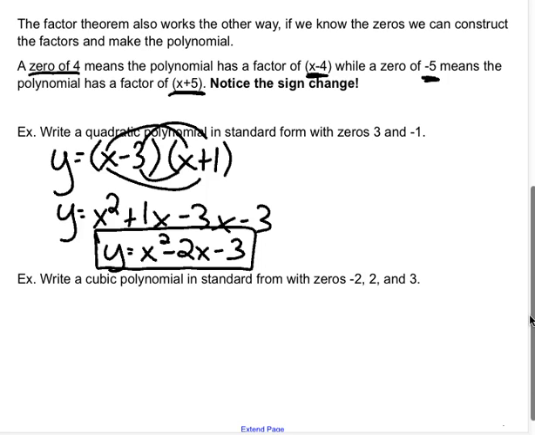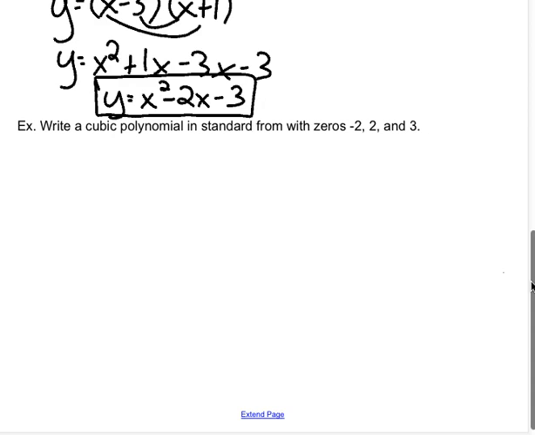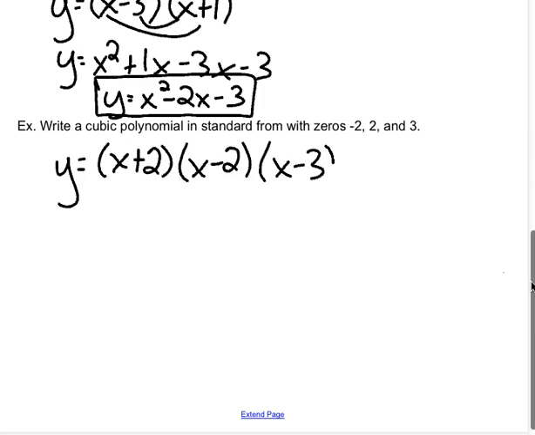All right, let's try another example. So a cubic polynomial that has those zeros. Well, that's going to be an x plus 2 to create the 0 of negative 2, x minus 2 to create a 0 of 2, and x minus 3 to create a 0 of 3.